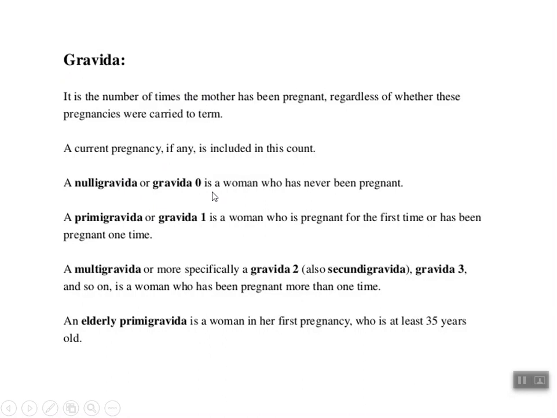Nulligravida, gravida 0, is a woman who has never been pregnant. Primigravida, gravida 1, is pregnant for the first time. Multigravida can be 2, 3, 4. Elderly primigravida is a first-time pregnancy at or after the age of 35 years.